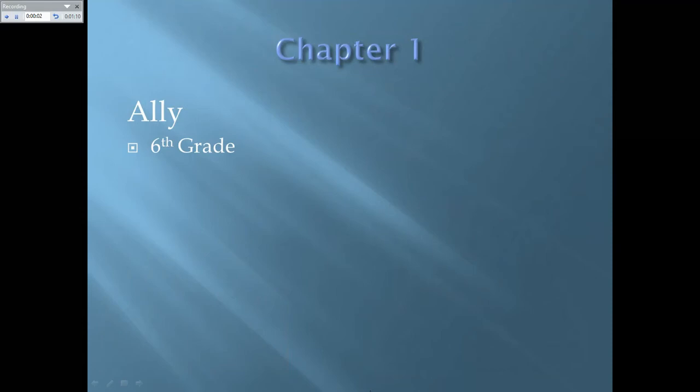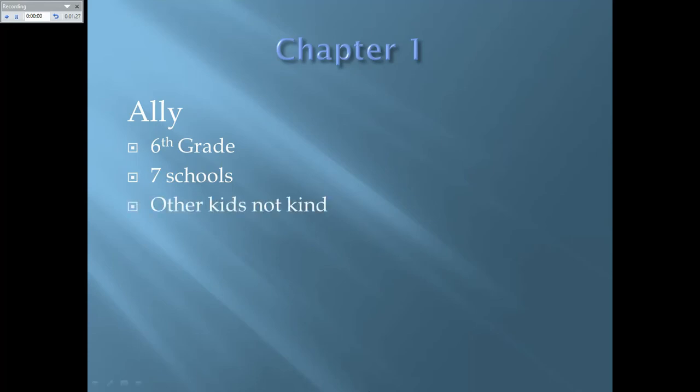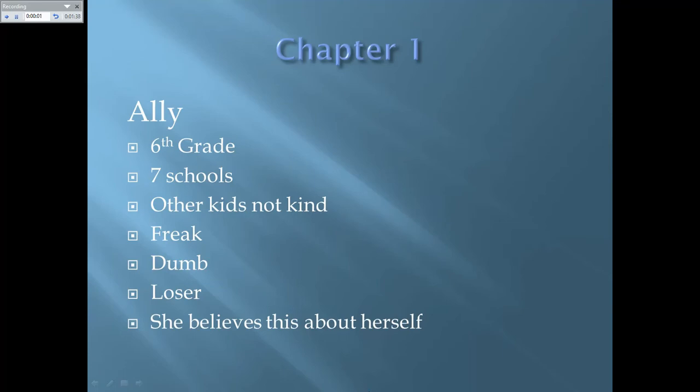First thing we're going to do is we're going to dance Allie, her character and who she is. Allie's in sixth grade. She has attended seven schools, so that's one for every year she's been in school. Her dad's in the military, so she moves around a lot. But the other kids are not very nice to her. They're unkind. They call her a freak. They call her dumb. They call her a loser. But you know the worst thing about this? She believes that about herself.